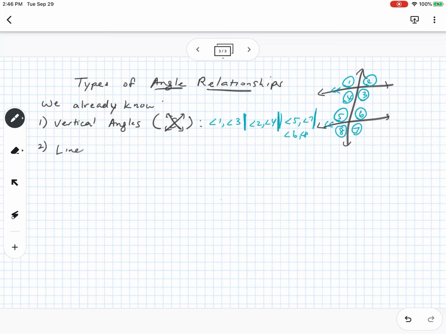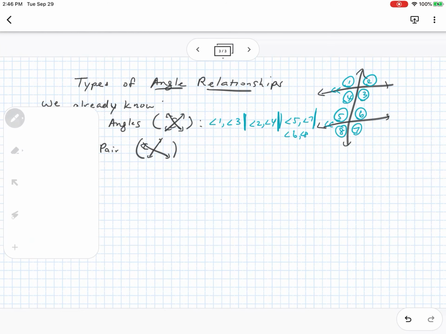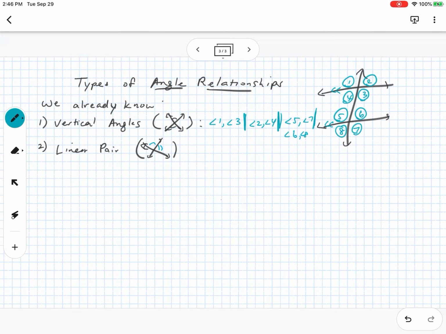The second type of relationship we know is linear pair. And these are the ones that form a line together. Okay, so here's one guy, here's another guy. And we know that linear pair, these guys are supplementary, meaning that they add up to 180 degrees. And then we also learned another type of angle relationship called complementary, which means that these guys add up to 90 degrees, right? So this should all be a refresher for us.